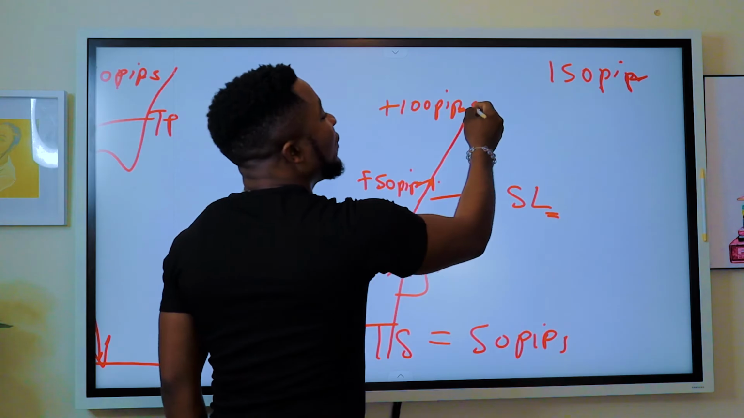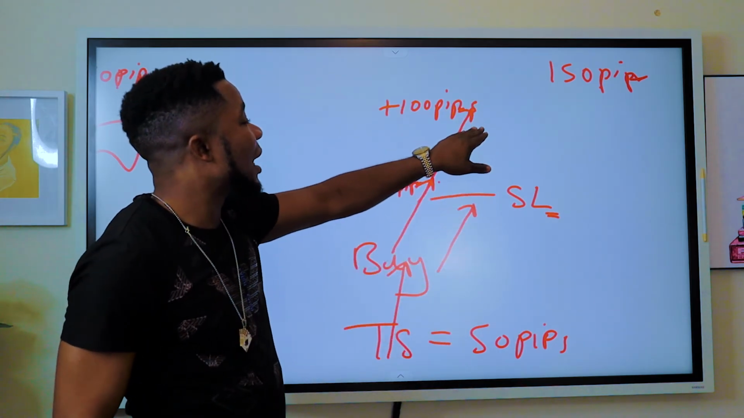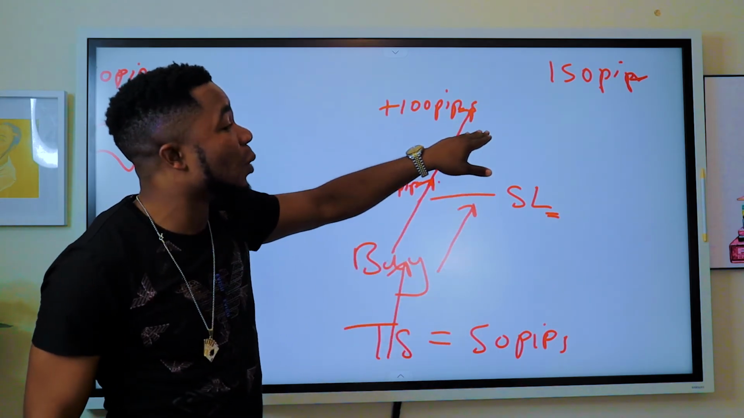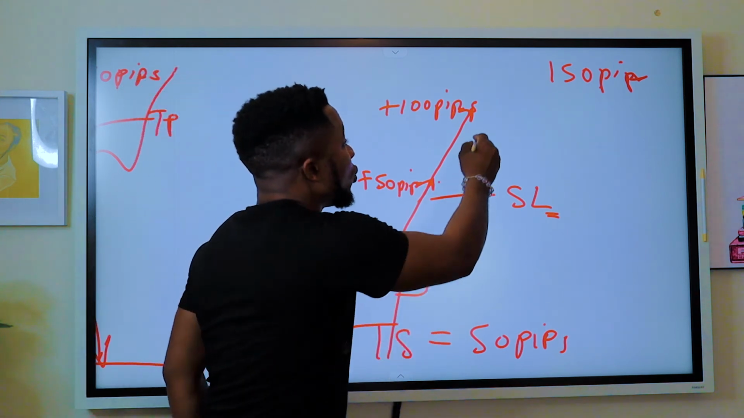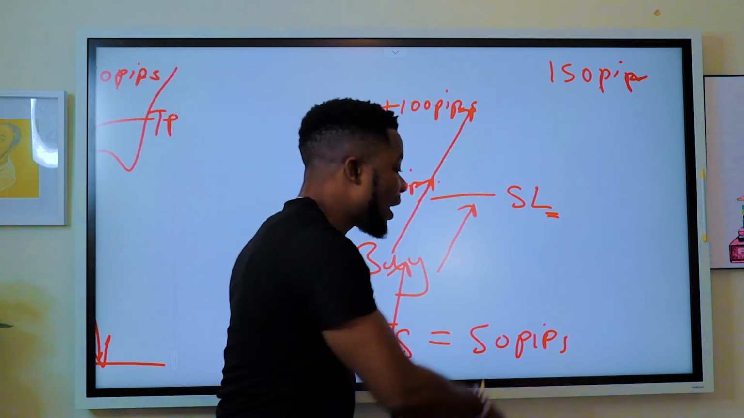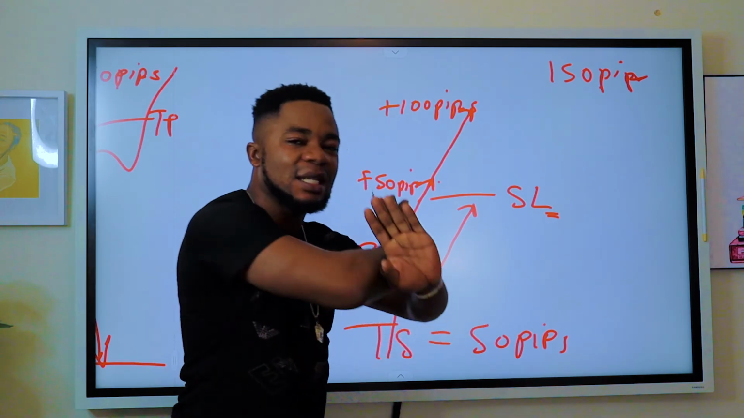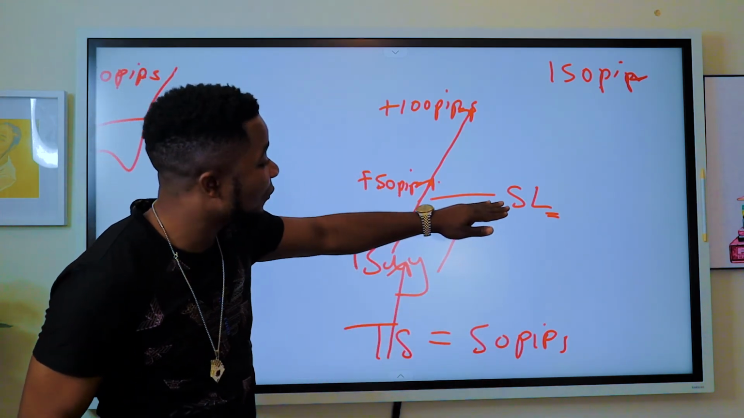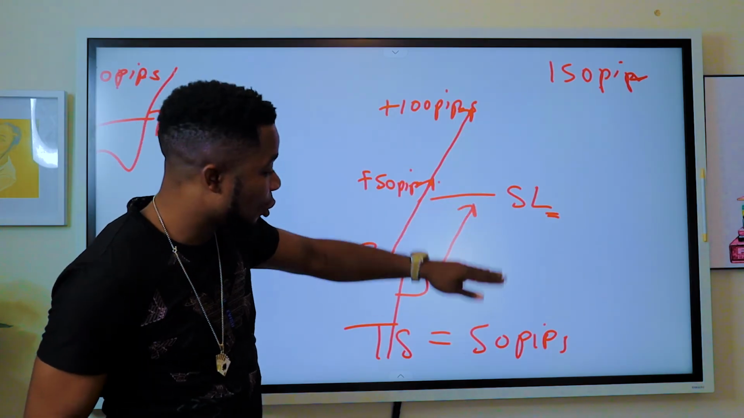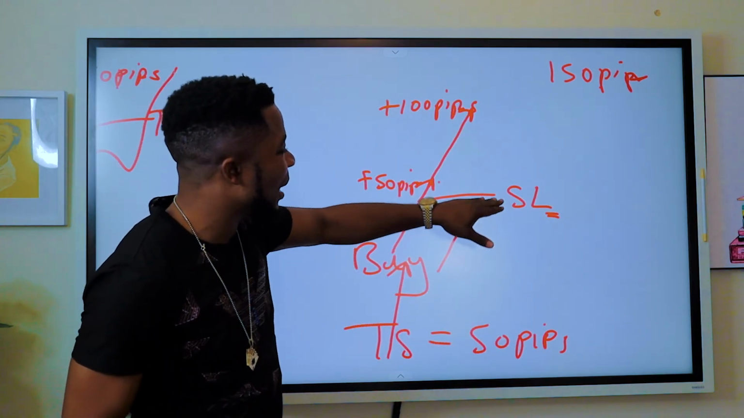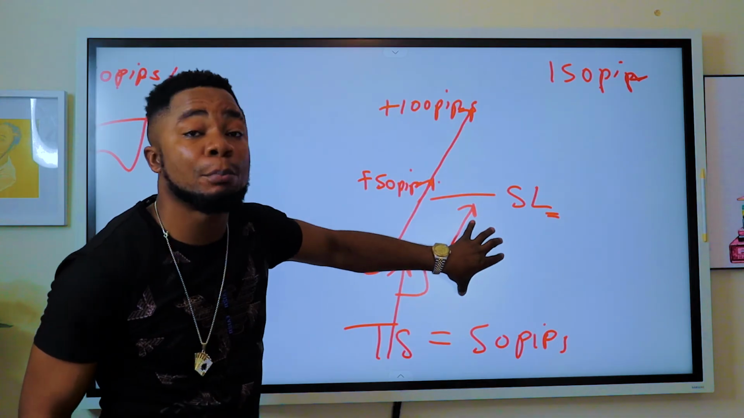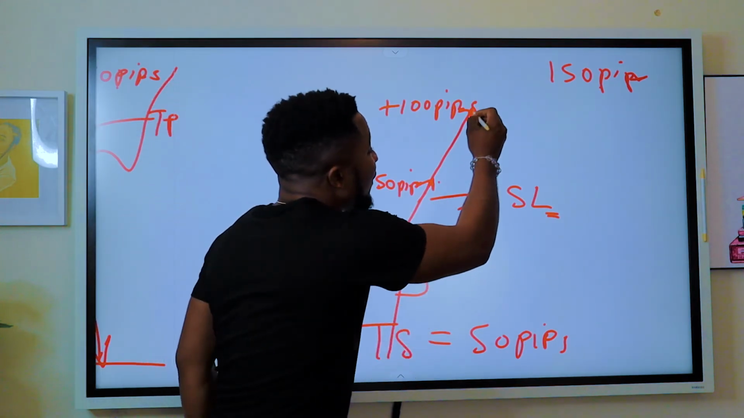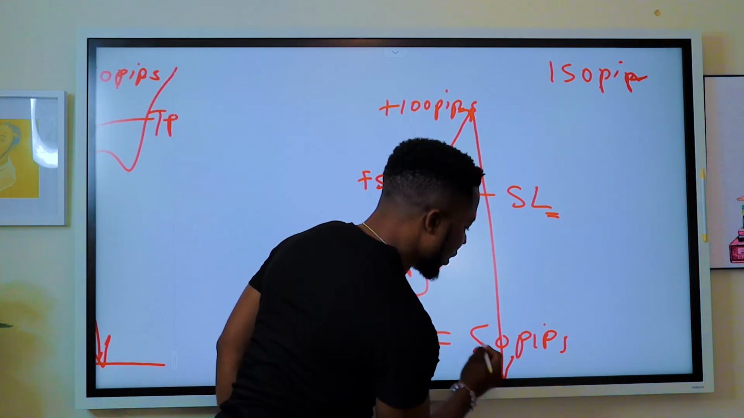So let's just assume even here, at this particular point where I'm already up 100 pips, the market happens to go against me. Even if the market goes against me, this trade is already safe. This trade is already secured. I already have some profit locked in here, and I already have my stop loss here.